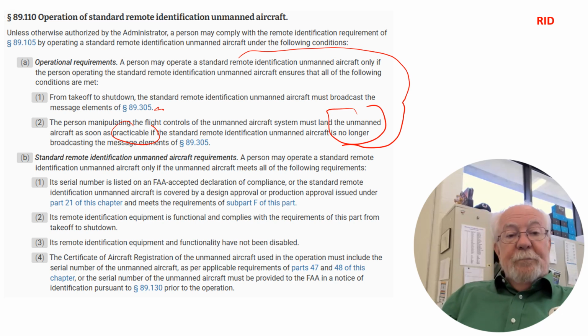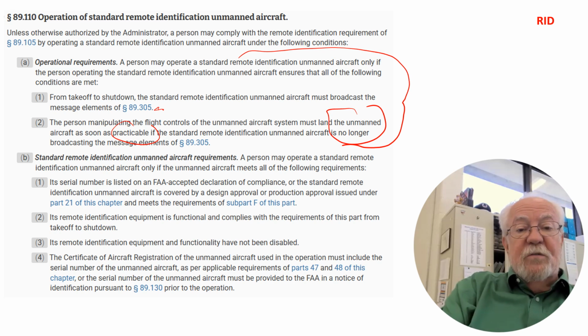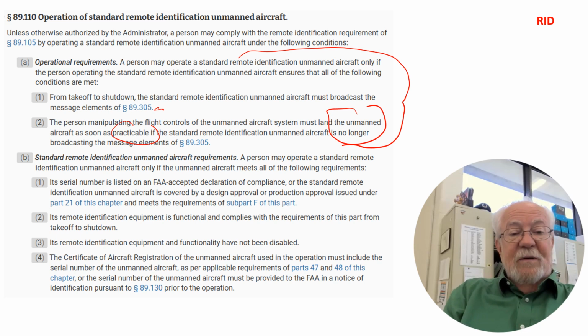Okay, so anyway, an additional thing you need to recall about this is that you need to list that serial number on your registration, and that works out well. It's not a big deal. Let's see what else.